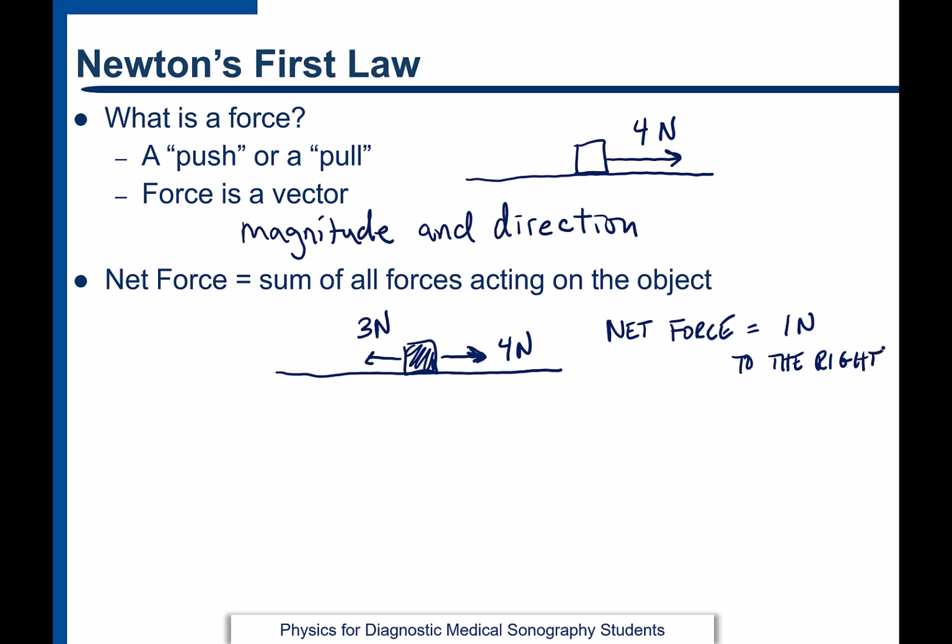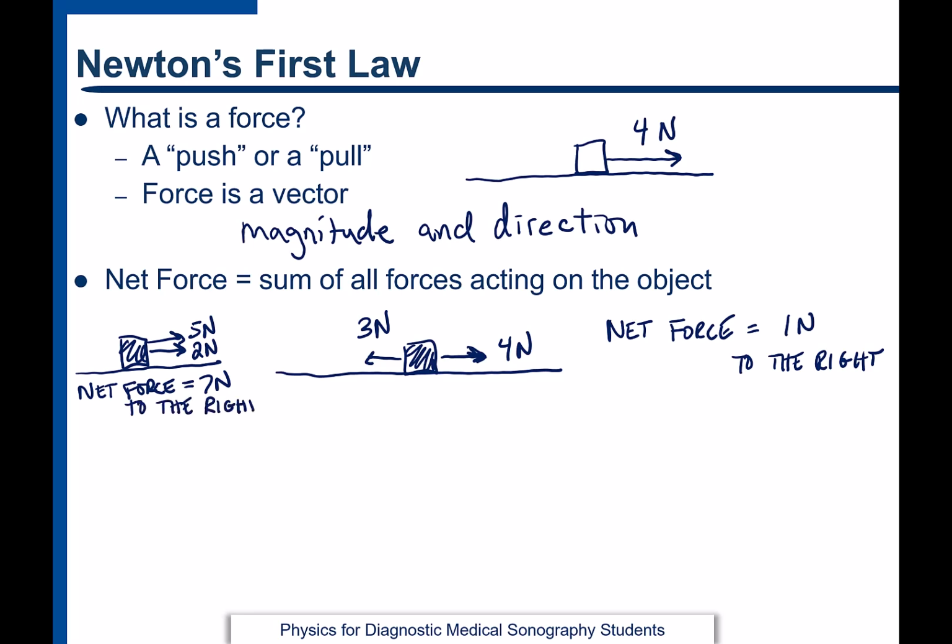You can imagine if instead I had a picture that said I've got a block and I'm exerting a force of 2 newtons to the right and then an additional force of 5 newtons to the right. That would be a net force of 7 newtons to the right.